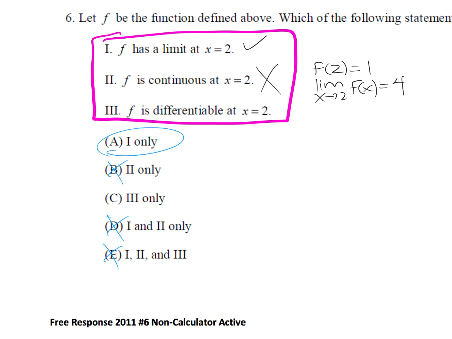So even if you had no idea, guess what? You can figure out an AP question. Yay! We're so good. All right. One more thing on this and then infinite limits and we're done.